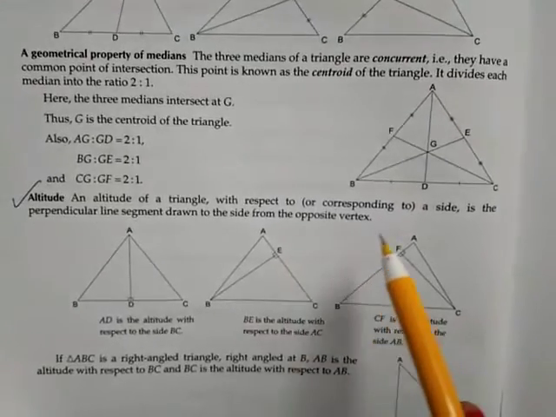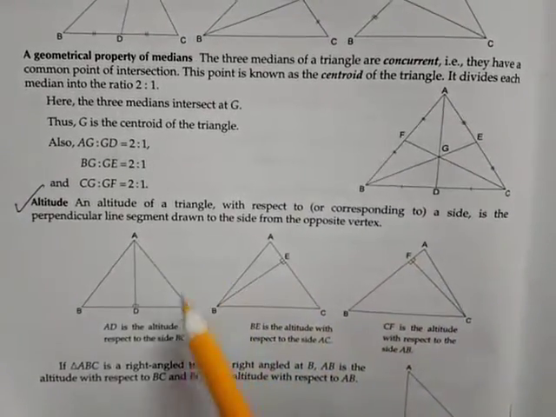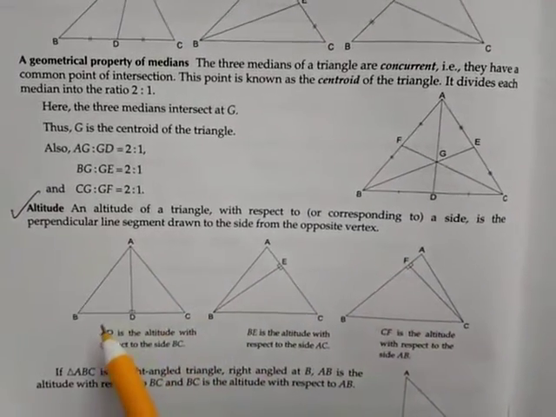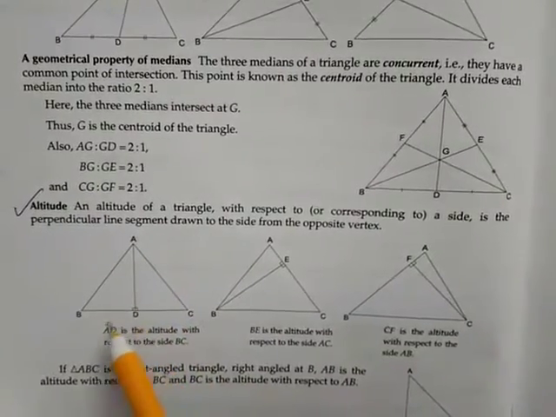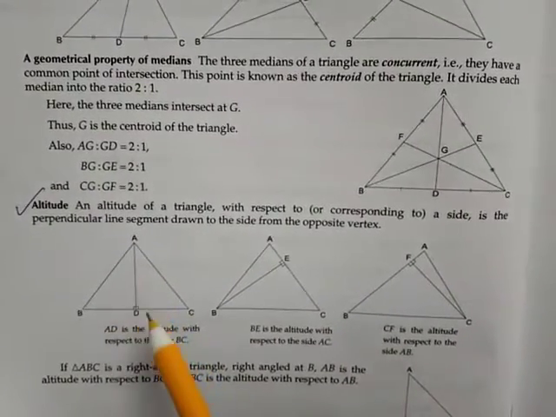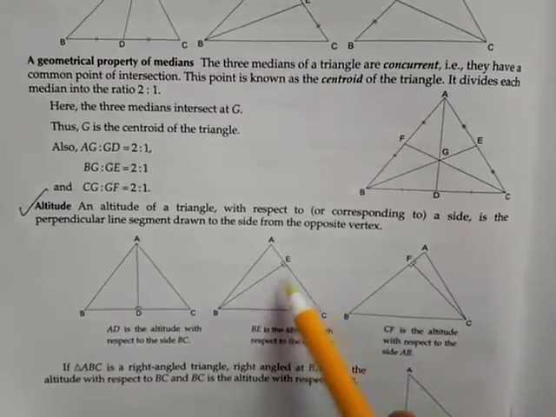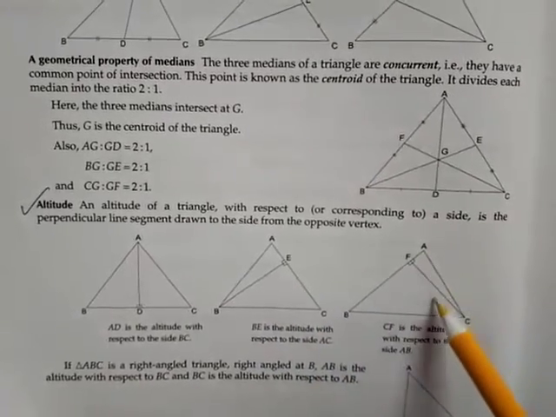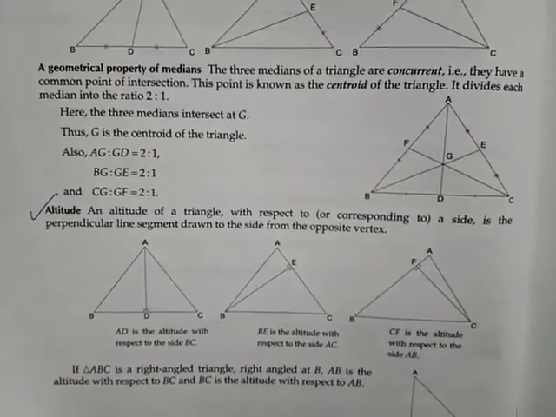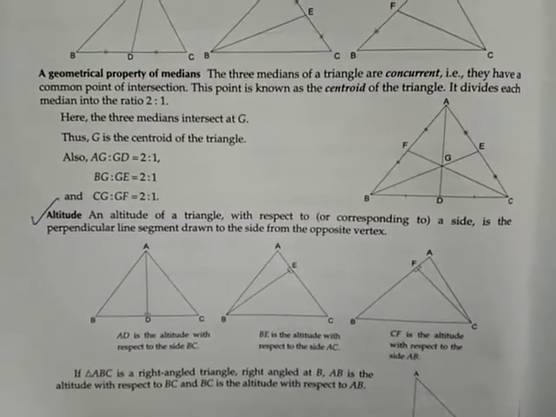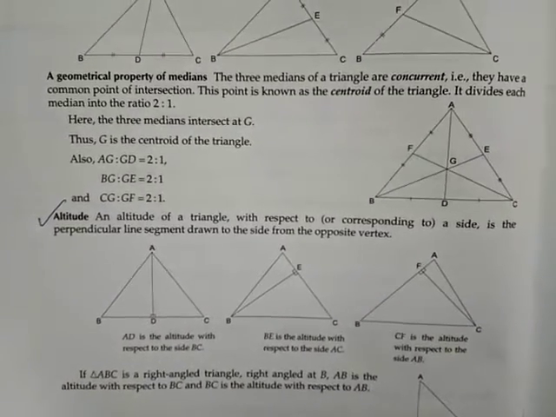Now next one is altitude. An altitude of a triangle is the perpendicular line segment drawn from a vertex to the opposite side. From the vertex, the straight line drawn perpendicular to the opposite side. This is the perpendicular, 90 degrees. So this is called an altitude. Clear, student? These terms we have already learned, we are only revising them.